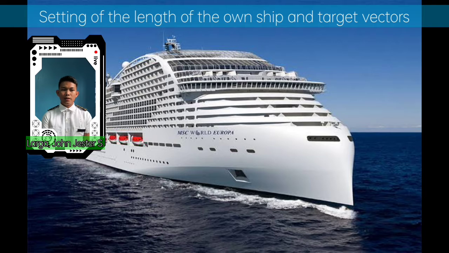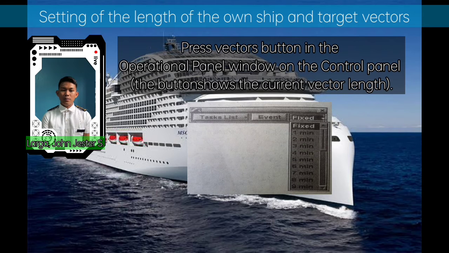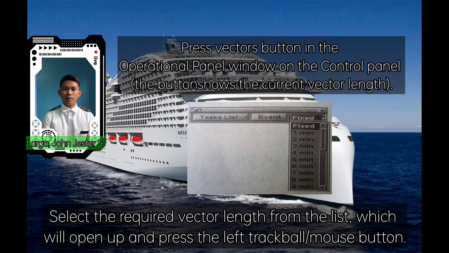3.6, setting of the length of own ship and target vectors. Press vectors button in operational panel window on the control panel. The button shows the current vector length. Select the required vector length from the list, which will open up, and press the left trackball mouse button.